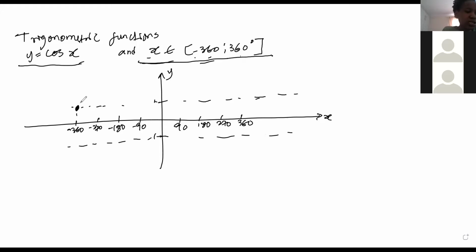Then cos negative 270 is 0. Cos negative 180 is minus 1. So here. Cos minus 90 is 0. Cos 0 is 1. Cos 90 is 0. Cos 180 will be minus 1. Let me just see if I'm correct. Okay, then 0 and then there. So this is going to be your graph.